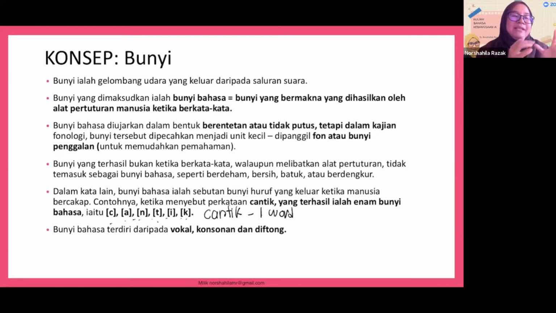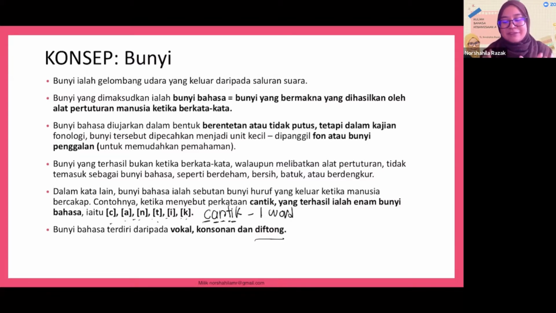When we put it in a software, kita boleh kaji tentang bunyi, dia akan nampak beberapa spektrogram, beberapa ciri-ciri tertentu yang akan menunjukkan bahawa this is C, this is A, N, T, I and also K. Later on I will find one and I will show to you. Okay, dan bunyi dalam bahasa Melayu kita ada vokal, kita ada consonant dan juga kita ada diphthong. Okay, ini yang awak perlu tahu.